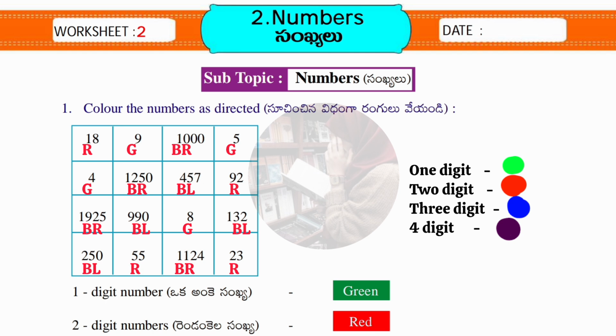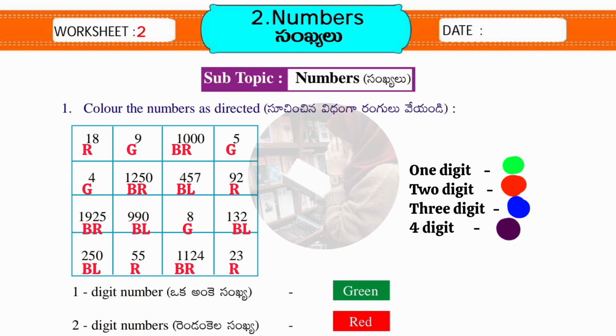Next, 92 is a 2 digit number. That's why red color is the correct answer. Next 4 digit number is 1925. So that's why brown color is the answer. Next 990, which is a 3 digit number, so blue color. Next number is 8, single digit number. That's why green color, G. Next 3 digit number 132. That's why blue color. Next 250, again a 3 digit number. That's why blue. Next 55, a 2 digit number. That's why red.